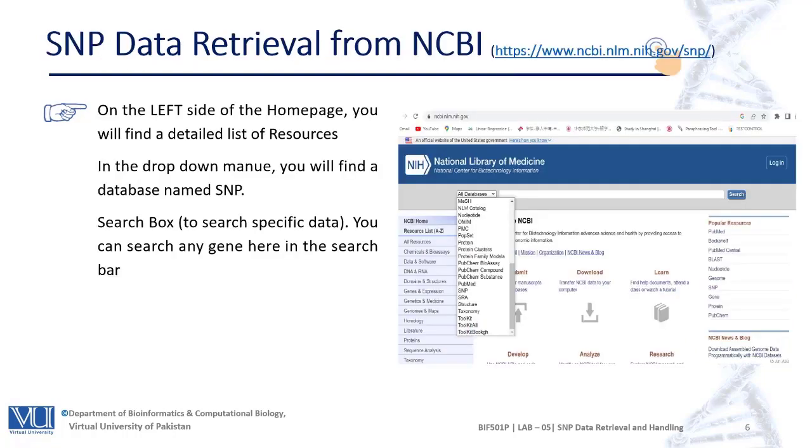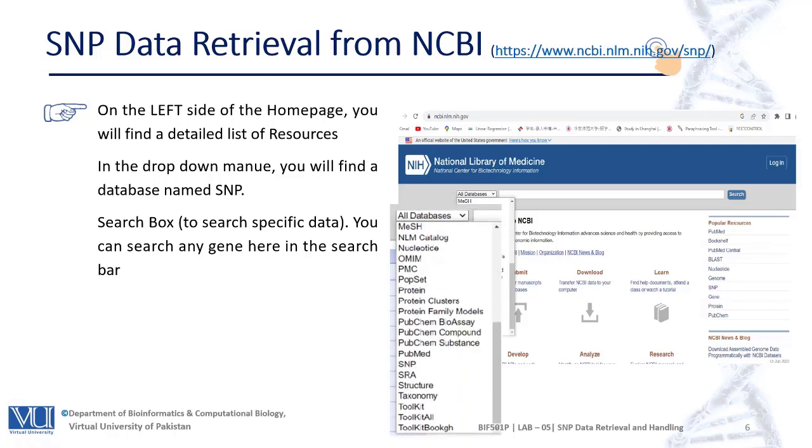This is the main web page of the NCBI database. On the left side of the home page, you will find a detailed list of resources. In the drop-down menu, you will find a database named SNP. The search box is to search specific data or a gene.